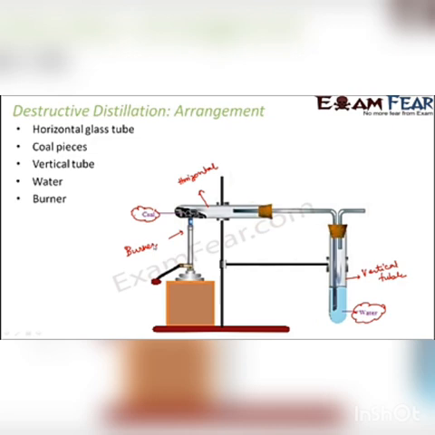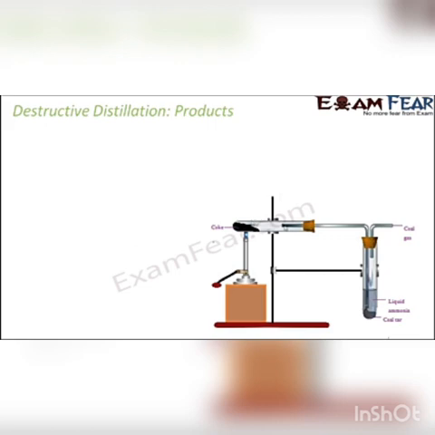Now what is going to happen when we heat this coal? Let's see. As we heat the coal, some colorless vapors are formed, and these colorless vapors move through the tube and reach the vertical tube. These colorless vapors condense to form a black viscous layer at the bottom of the vertical tube, and this layer is called coal tar. If you see, it is a dark viscous layer.